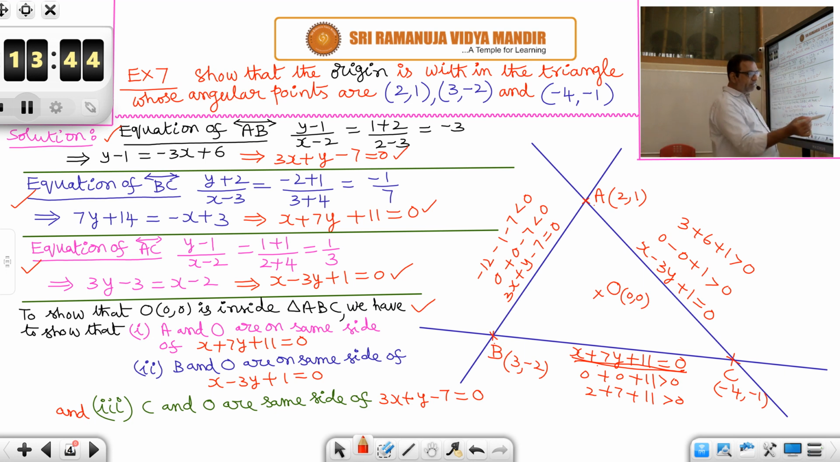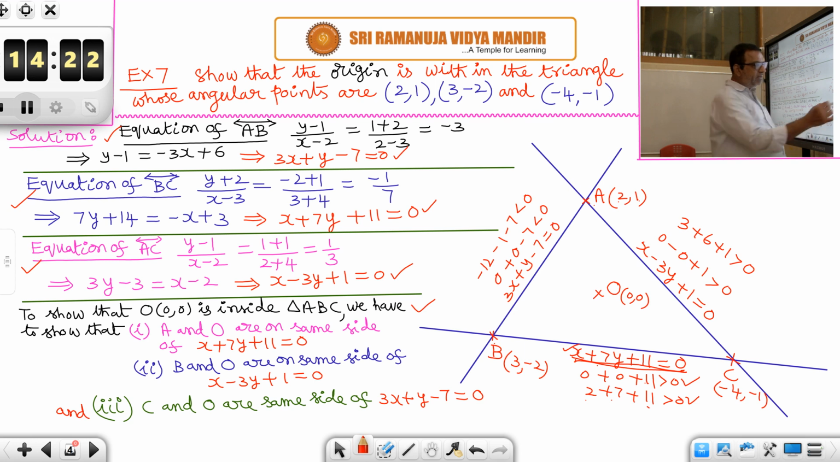So let us substitute first origin in this line. Here I am calculating. Origin in this line, 0 plus 0 plus 11. So we got 11, so it is positive. Let us substitute 2, 1 in the line. 2 plus 7 plus 11. Of course it is positive only. The value is not important. Whether it is positive or negative is important. That's all. So therefore we got 20, so this is also positive. That means origin and A are on the same side of the line.